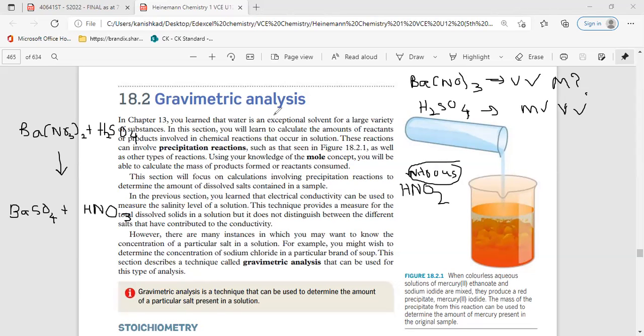So this forms barium sulfate. It's a white color precipitate. And what is the other special thing about barium sulfate? Generally, many precipitates dissolve in acids. Now you know there is nitric acid in the medium. Does barium sulfate dissolve in nitric acid?